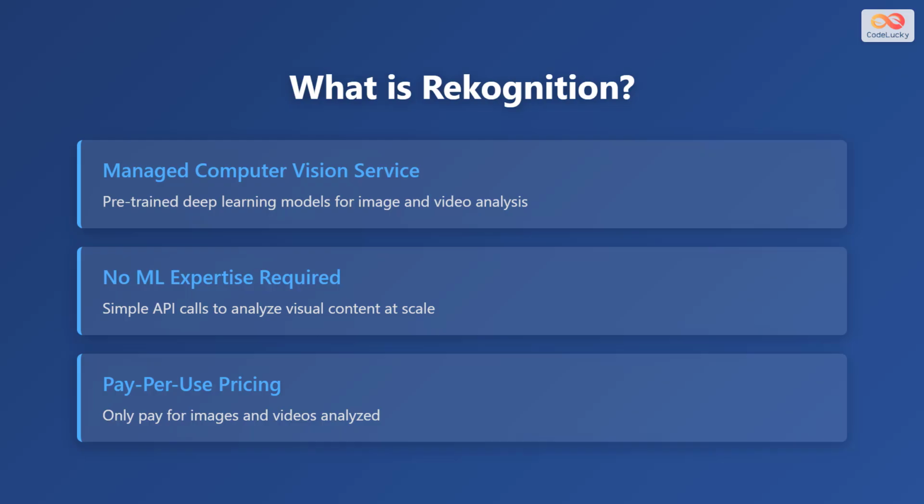AWS Rekognition is a fully managed computer vision service. It uses pre-trained deep learning models to analyze visual content, which means you don't need to build or train your own machine learning models. The service operates through simple API calls, allowing you to analyze images and videos at scale. One of its biggest advantages is the pay-per-use pricing model, meaning you only pay for the images and videos you actually analyze, with no upfront costs or infrastructure to manage.